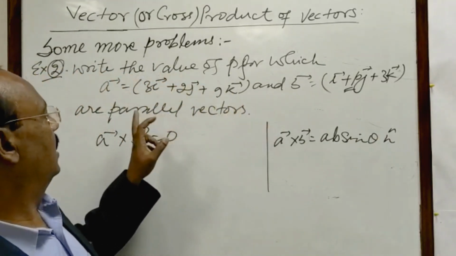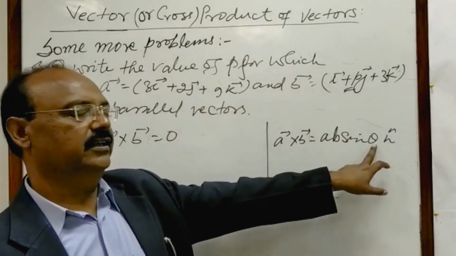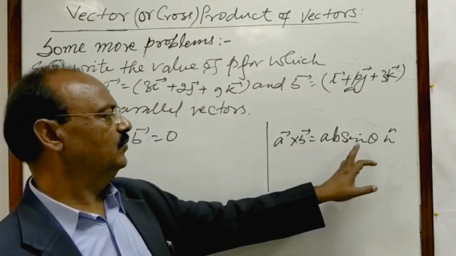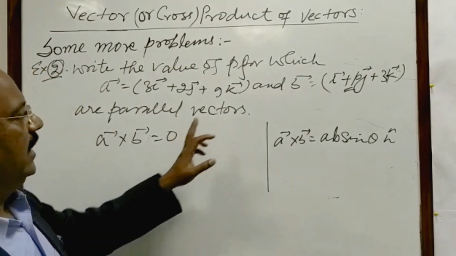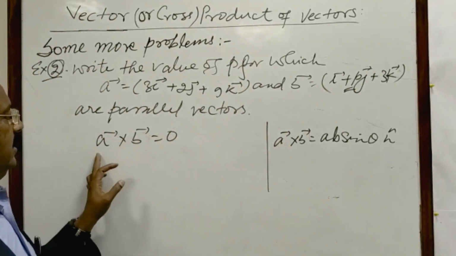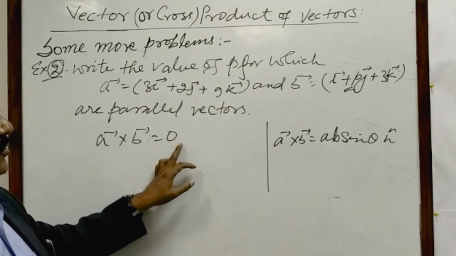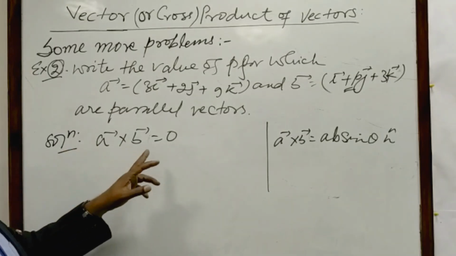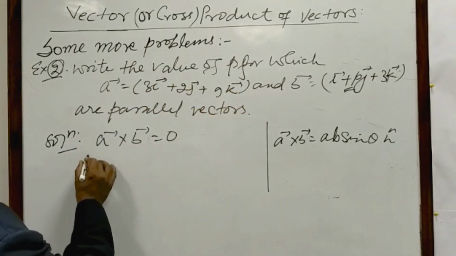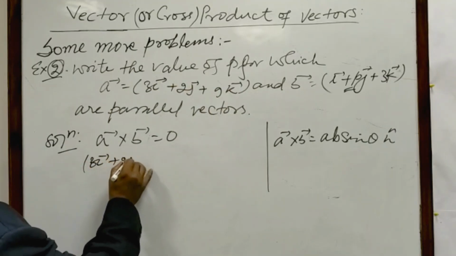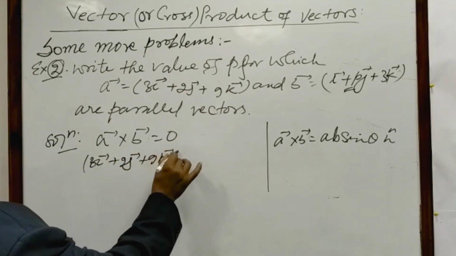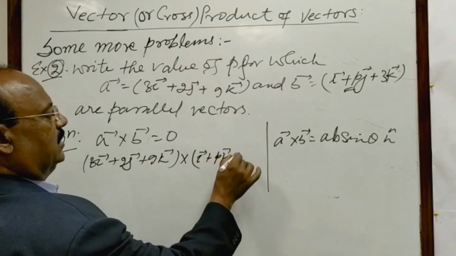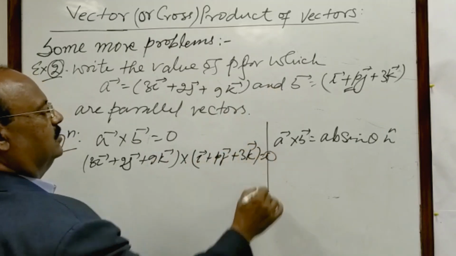So if a and b are parallel vectors, then clearly theta is 0 degrees. So if theta is 0, finally a cross b will be 0. Given that a and b are parallel vectors, you can write a cross b is equal to 0. So let us start the solution with this step. Next step, a cross b will be 0, a and b are given here. Therefore (3i plus 2j plus 9k) cross (i plus pj plus 3k) is equal to 0.